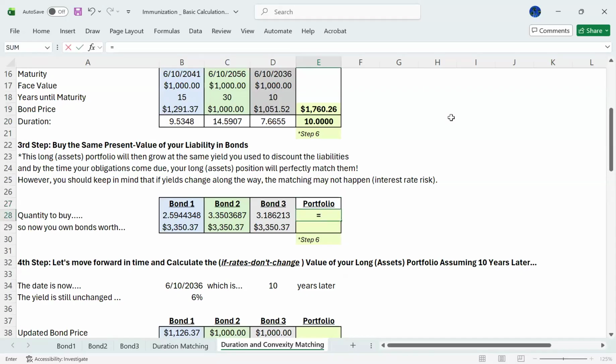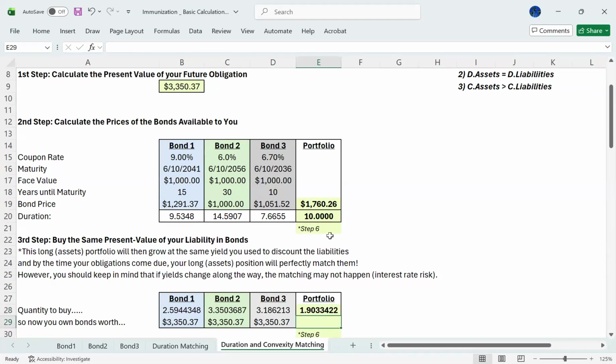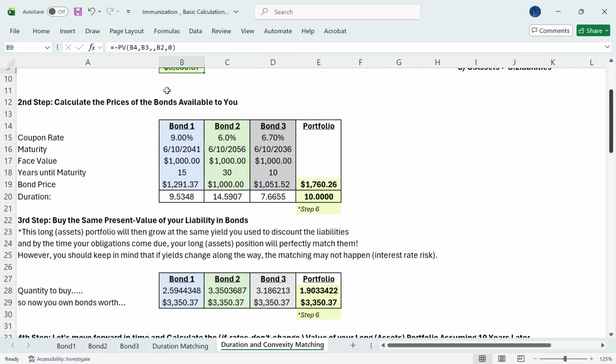How much should I buy? Well, the first condition is I have to hold a portfolio of assets with a value that matches the present value of the liability. So we take the present value of liabilities and divide it by the value of these bonds. So I have to buy 1.90. Just to make sure everyone is following, if I buy 1.90 of this portfolio of bonds, I would have a portfolio of bonds worth 3,350.37, which matches the present value of my liability. That's the first condition for immunization. And that is at the beginning, before time passes by, before rates change.